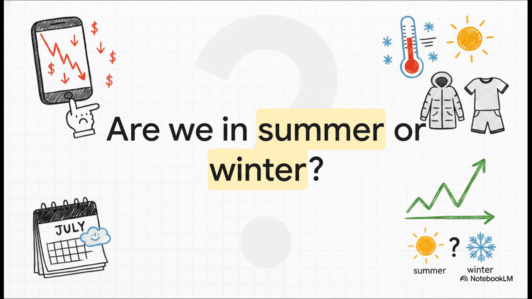I mean, if a random cold front rolls in during July, you don't immediately run out and start buying winter coats, right? Of course not. It's just a temporary drop in temperature. But in the stock market, people react to that hourly weather check constantly. They get so caught up they completely lose sight of the bigger question. Are we in summer or are we in winter?